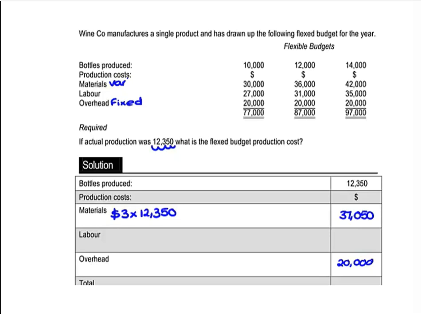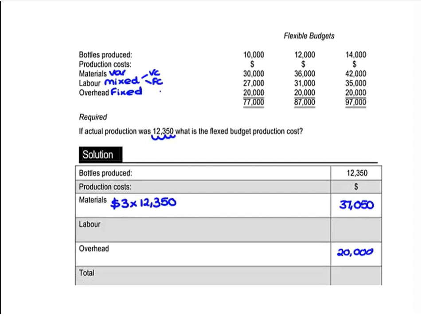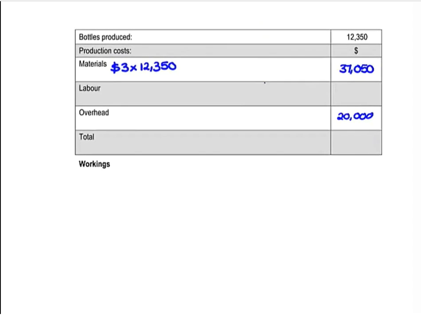Now if we look at the labour costs, we can see that for 10,000 units it's $2.70 per unit, and for 12,000 units it's $2.58. So it's not constant and it's not variable, so therefore it's a mixed cost. What that means is that we need to identify the variable cost element and the fixed cost element. And the way that we're going to do that is through the high-low method. So when we made 14,000 units, labour was $35,000, and when we made 10,000 units, labour was $27,000.